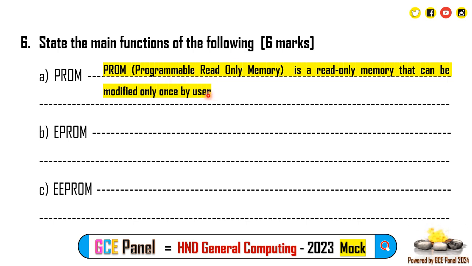But with this one, the user can modify it only once. Once you modify it, you cannot modify it again. So when you have programmed it, you cannot modify it again. That's why you call it programmable read-only memory.